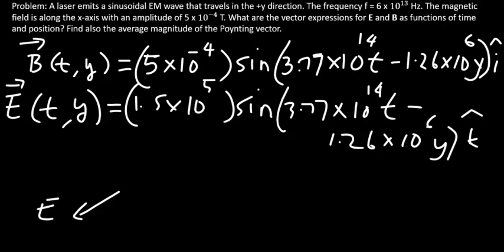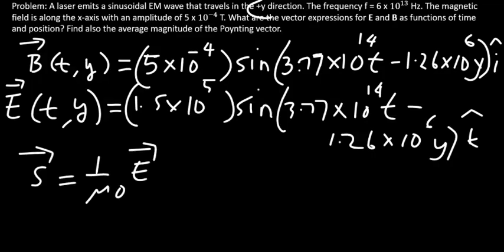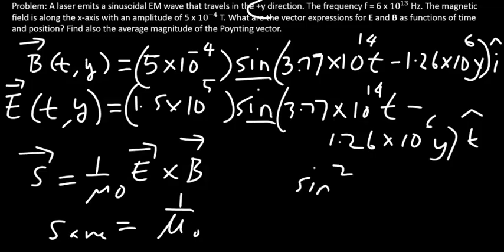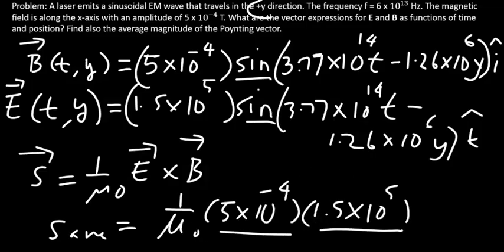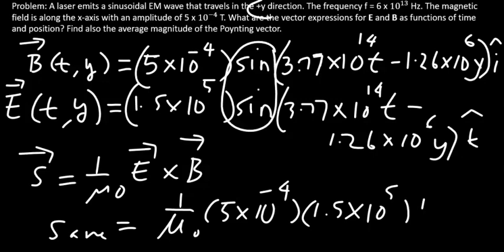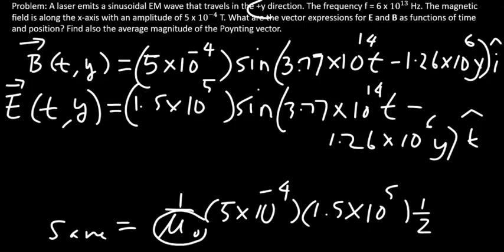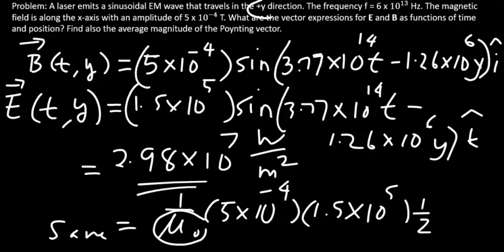This is because when the electric field is along the z direction and the magnetic field is along the i direction, the x-axis, when you curl from E to B, you get the direction of propagation in the positive y direction. Now the average value of the Poynting vector is defined like that, E cross B. So the average value of the Poynting vector is 1 over mu naught times the amplitude of the magnetic field, times the amplitude of the electric field, times the average value of sine squared, and that is half. Using the known value for mu naught, you get 2.98 times 10 to the power 7 watts per meter squared for the average magnitude of the Poynting vector. And that solves the problem.